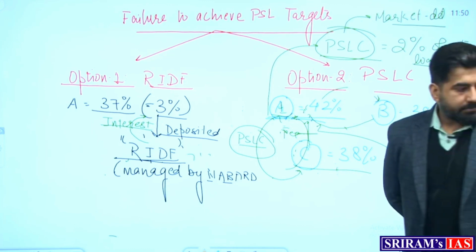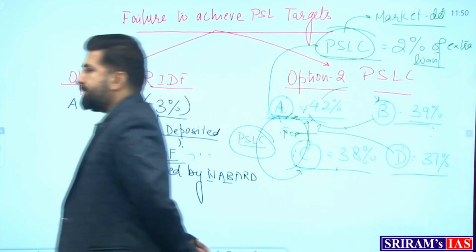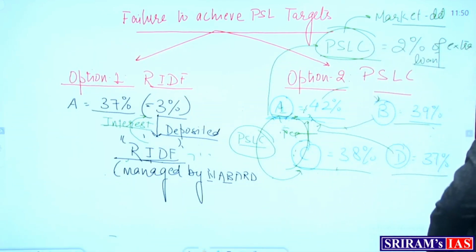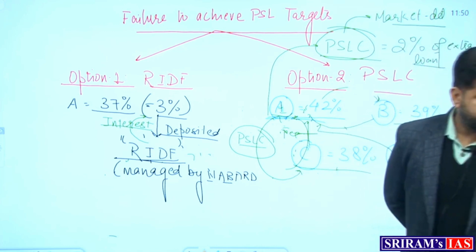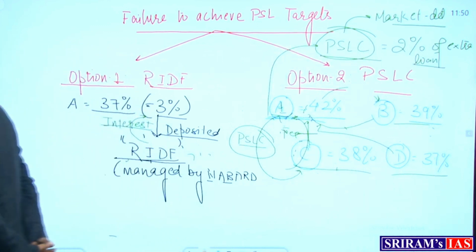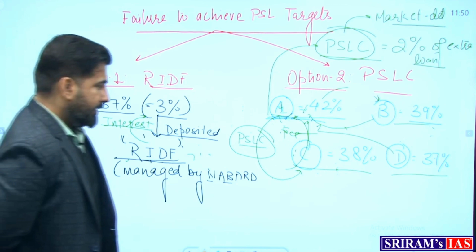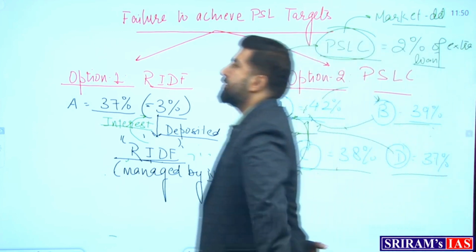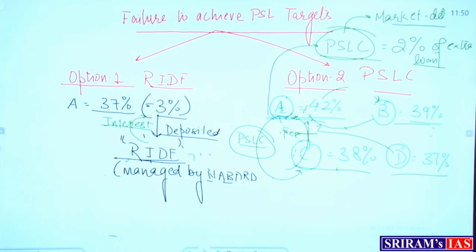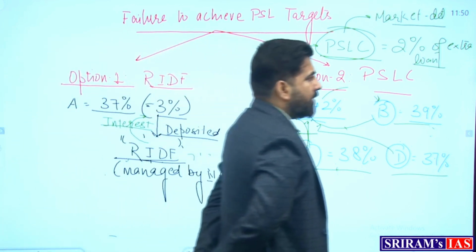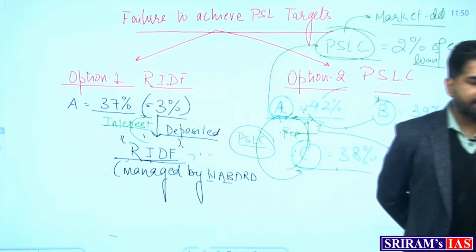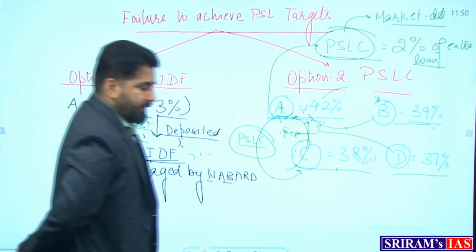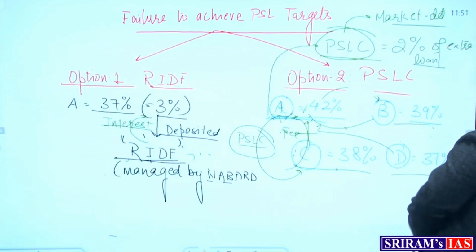Next point. Scheduled commercial banks, regional rural banks, local area banks, small finance banks, and urban cooperative banks are eligible to buy and sell these certificates. Clear?